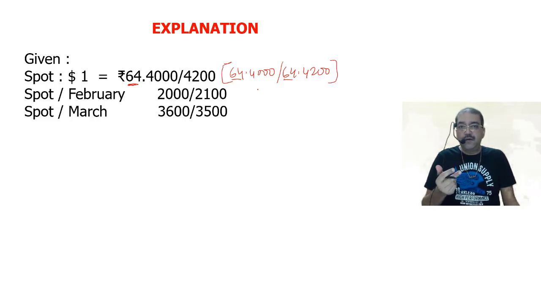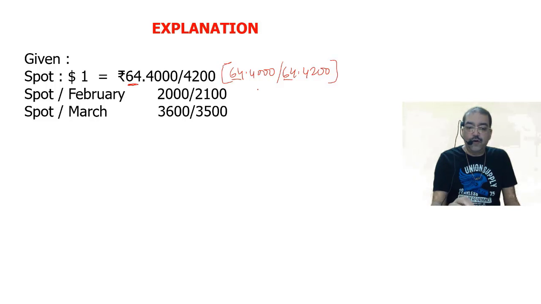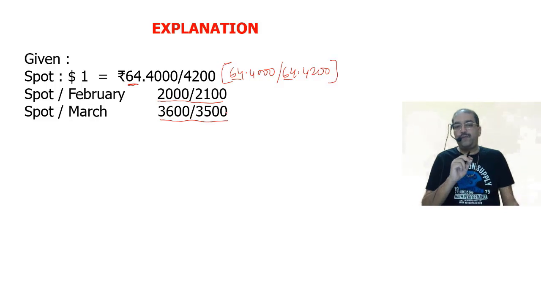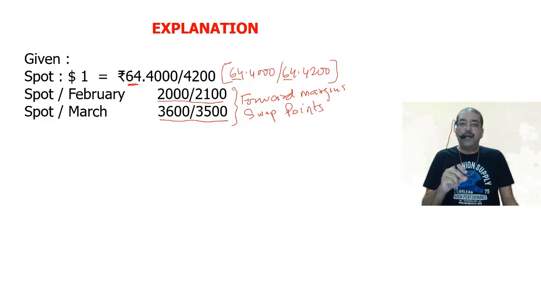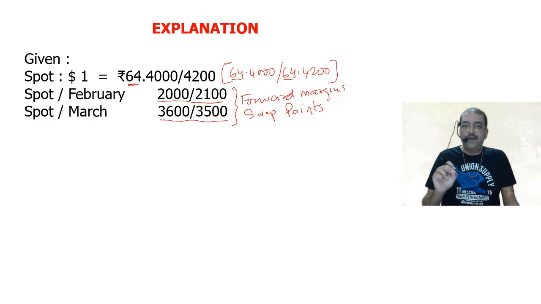But if the integer is also different, if it is 63 point something and this is 64, then I have to write the integer. Now what is this called? These are not the decimal values. These are called either forward margins, but a better term, which I will refer to, is swap points. The actual pronunciation is swap. We write it as SWAP, but we call it a swap.